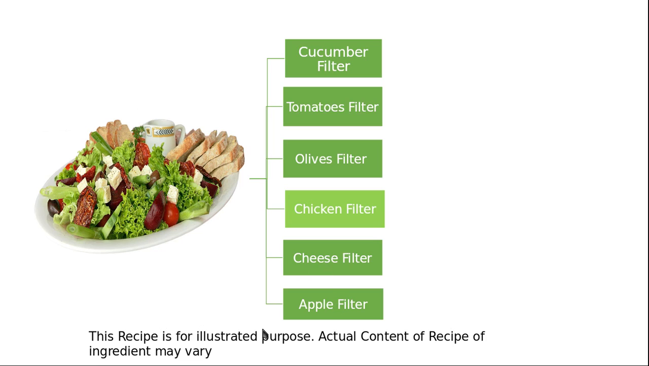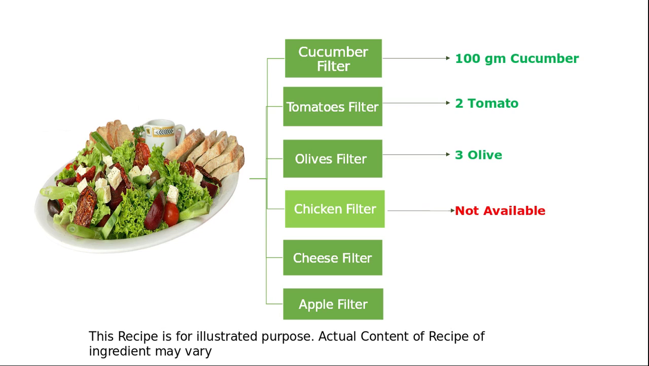This recipe is just for illustration purposes. I have already written it; the actual content of this recipe's ingredients may vary. So suppose we apply the cucumber filter, we'll get an output, something like 100 grams of cucumber that we have already put in. Whatever the output of the cucumber filter. Suppose we apply the tomato filter, we may get, say, 2 tomatoes that we have already put in. In this way we are getting the different ingredients through which this recipe has been made.